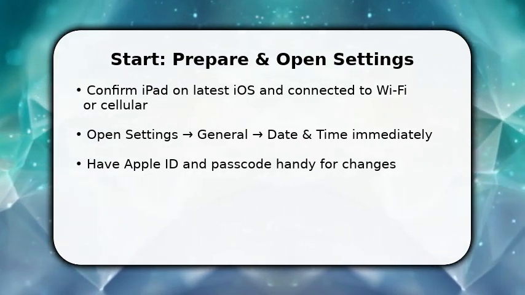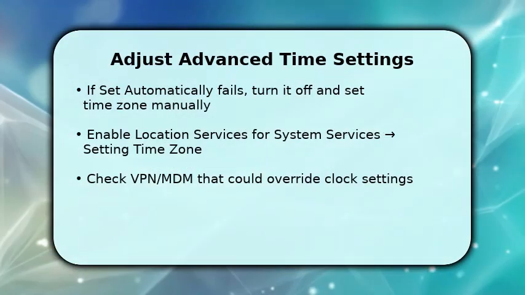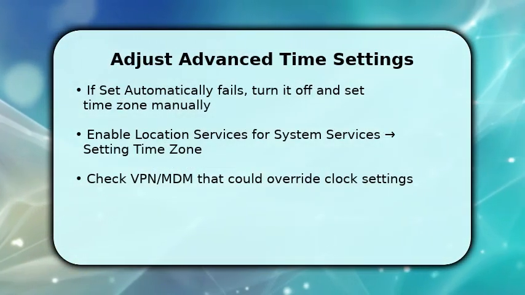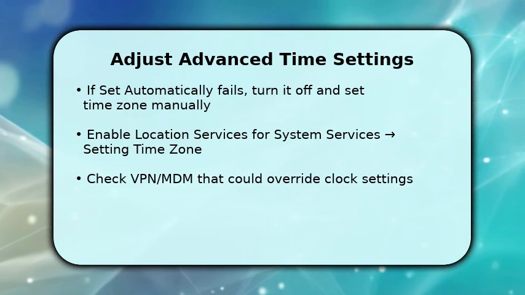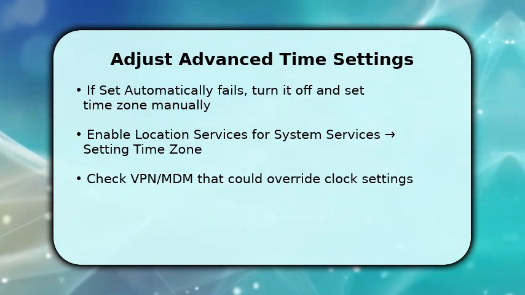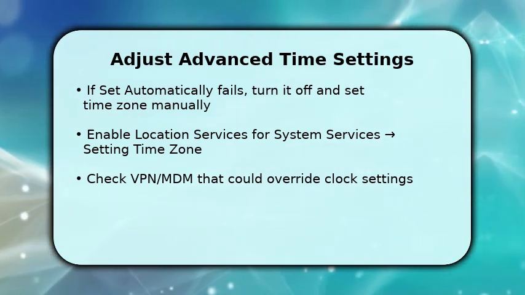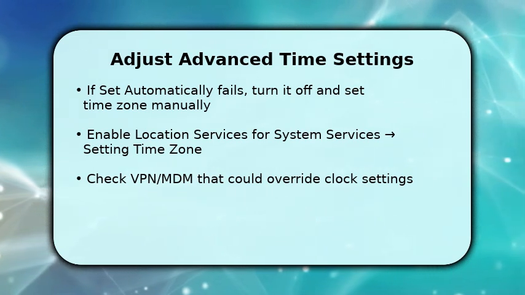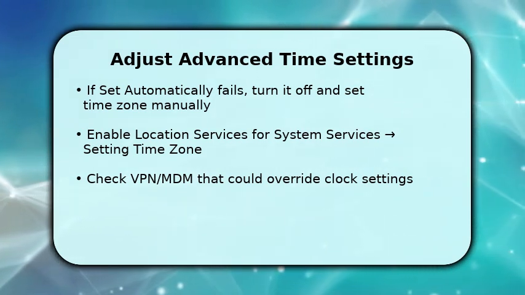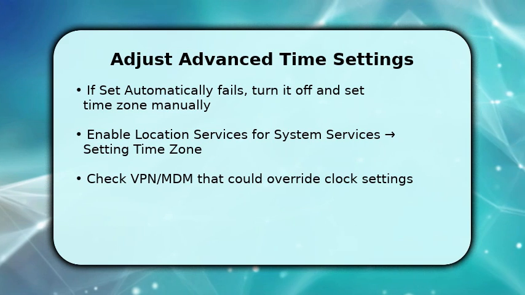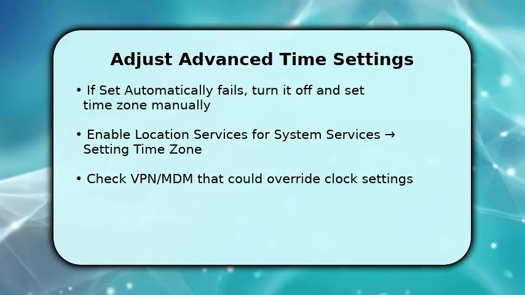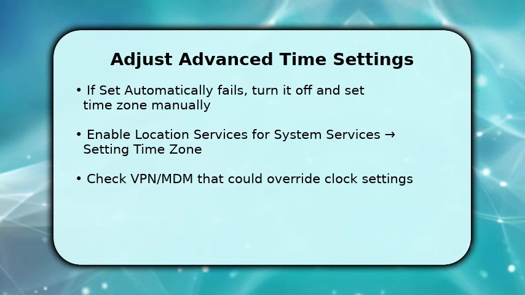If automatic time still looks wrong, switch Set Automatically off and pick the correct time zone manually. This isolates server vs. local issues. Make sure Location Services is enabled for system services so time zone detection works. Also, inspect any VPN or MDM profiles in settings that can override time. Disable them temporarily to test.